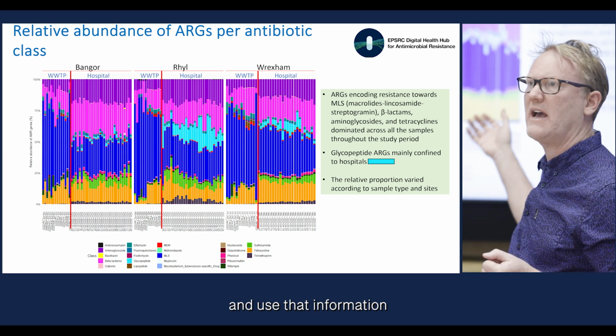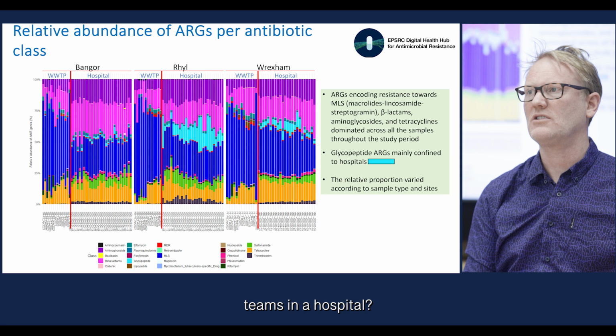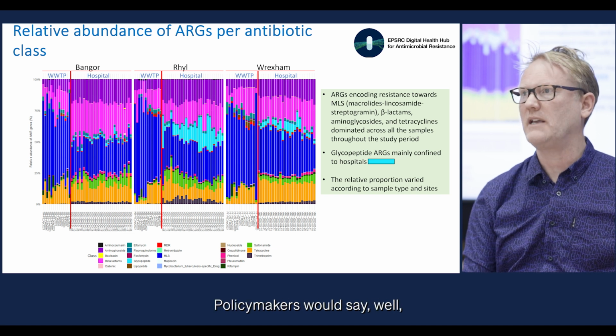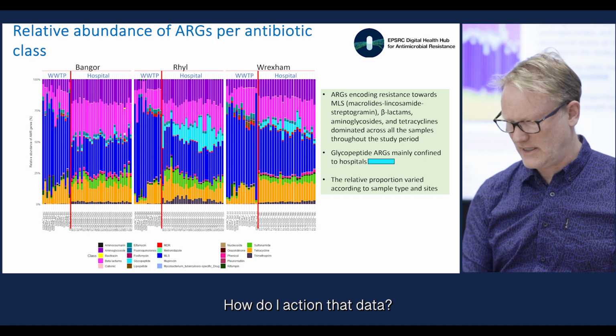How do you translate that and use that information when you're dealing with clinical infection teams in a hospital? They would understand this. Policymakers would say, well, they're nice colours, but what does it tell me? How do I action that data?